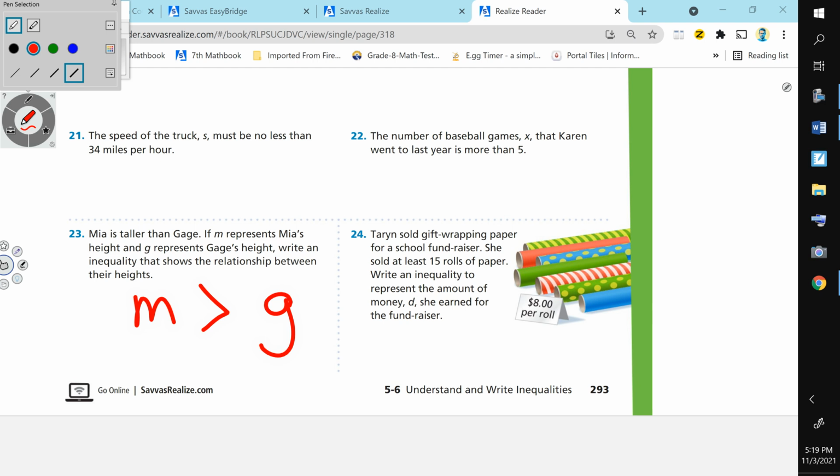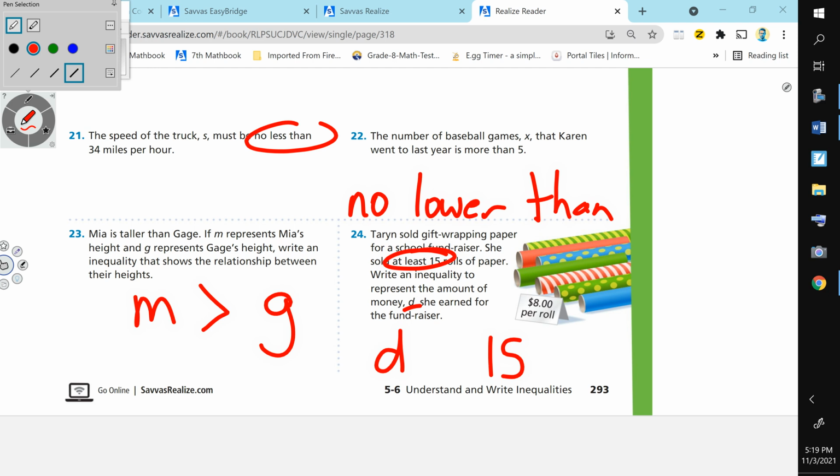24, Taryn sold gift wrapping paper for a school fundraiser. She sold at least 15 rolls of paper. Write an inequality. Okay, now here it is right here. This is the variable. This is the number. And what symbol do we use? We're using at least 15 rolls. So at least means it can be equal. That means no lower than. It's going to be very similar to this, almost the same thing, okay? Not less than that. That means it's going to be greater or equal to. That's what at least means.